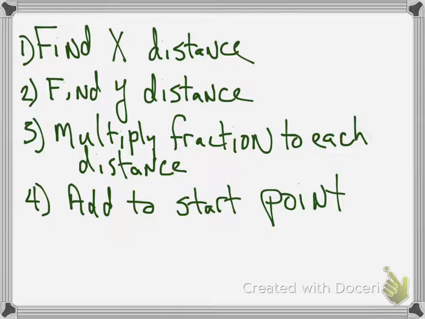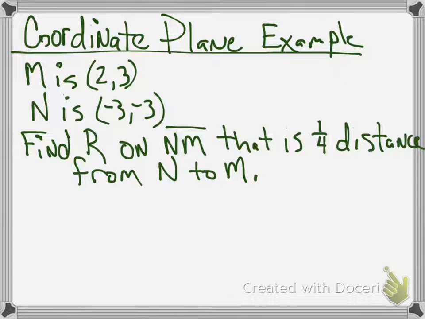Okay, so keep in mind the steps you're going to need to do: find the X distance. If we work with a coordinate plane, you also need to find the Y distance. Then you multiply the fraction by each distance and add that to the start point, whichever point they're saying is the start point. So even on the number line, you technically are doing steps 1, 3, and 4. If we go to a coordinate plane, we do a little bit more. On a coordinate plane, we need to find the X distance and the Y distance. We don't necessarily use the distance formula because we want to find each distance separately.